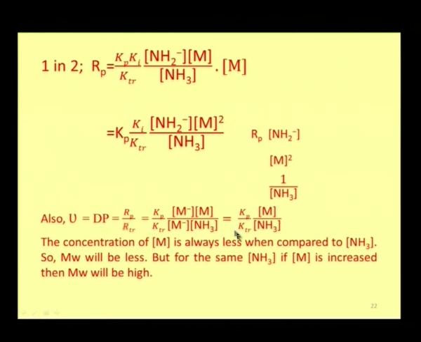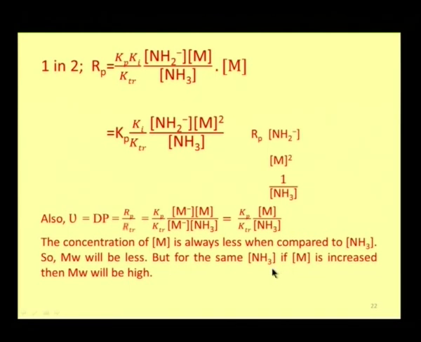Finally, the kinetic chain length can be expressed as Kp by Ktr multiplied by M concentration by NH3 concentration. The concentration of monomer is always less when compared to the concentration of the chain transfer agent, or the hydrogen rich compound. So we always have a lower molecular weight, but for the same concentration of ammonia, if the monomer concentration is increased, then we can expect higher molecular weight products in this case also.